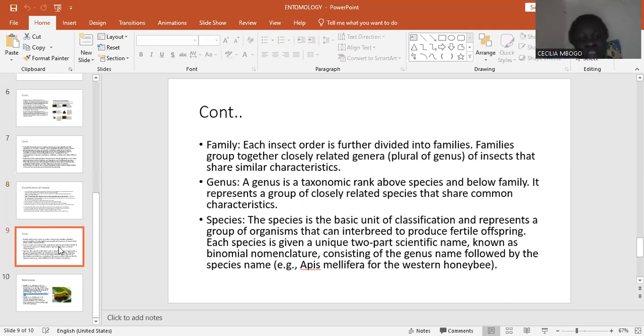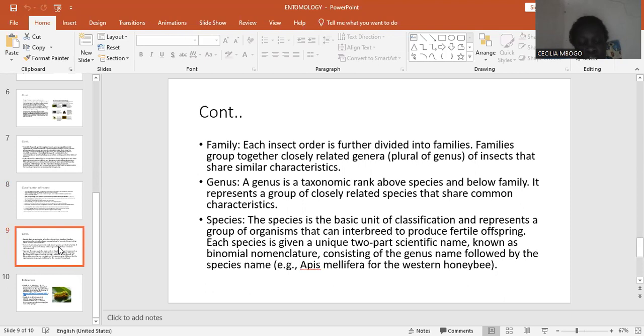And then we have the family. Each insect order is further divided into families. Families group together closely related genera, and the plural of genus is genera, groups of insects that share similar characteristics. Insects are also classified into their genus. And a genus is a taxonomic rank above species and below family, and it represents a group of closely related species that share common characteristics.